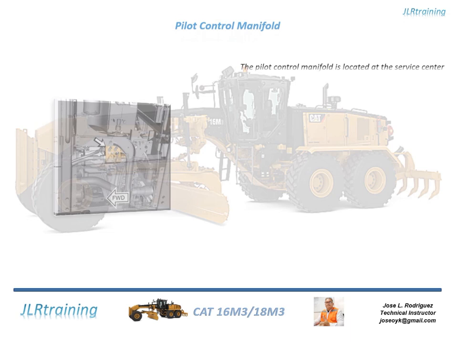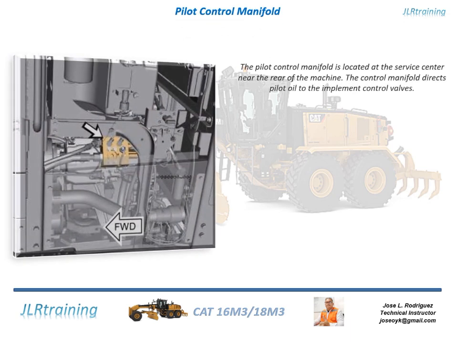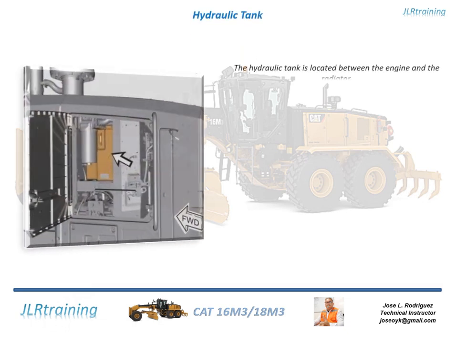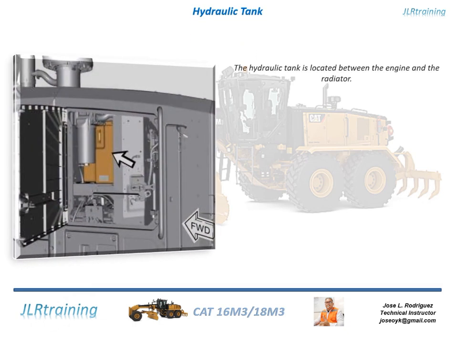Pilot control manifold. The pilot control manifold is located at the service center near the rear of the machine. The control manifold directs pilot oil to the implement control valves. Hydraulic tank. The hydraulic tank is located between the engine and the radiator.